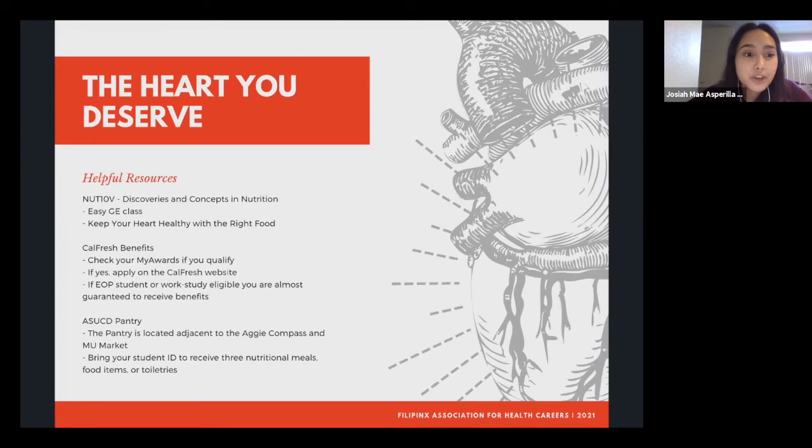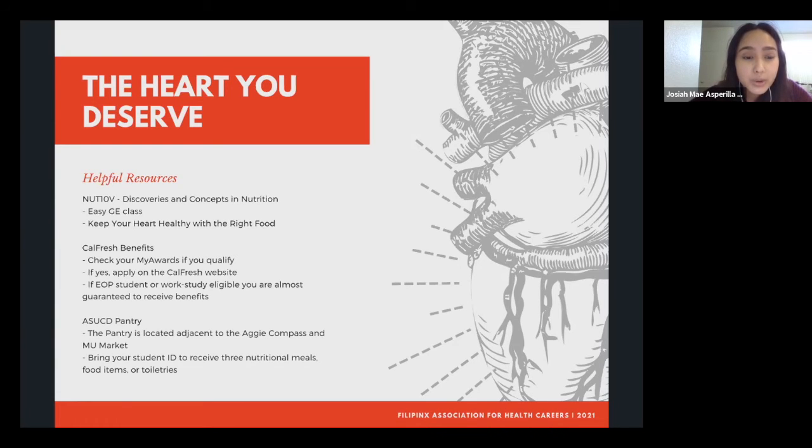After you apply, if you're applying in the Davis area, you're going to get an interview from Yolo County asking you for more information about yourself and all the documents that you provided. If you are an EOP student, a first generation college student, or work study eligible, then you are almost guaranteed to receive benefits. So I highly recommend you apply.